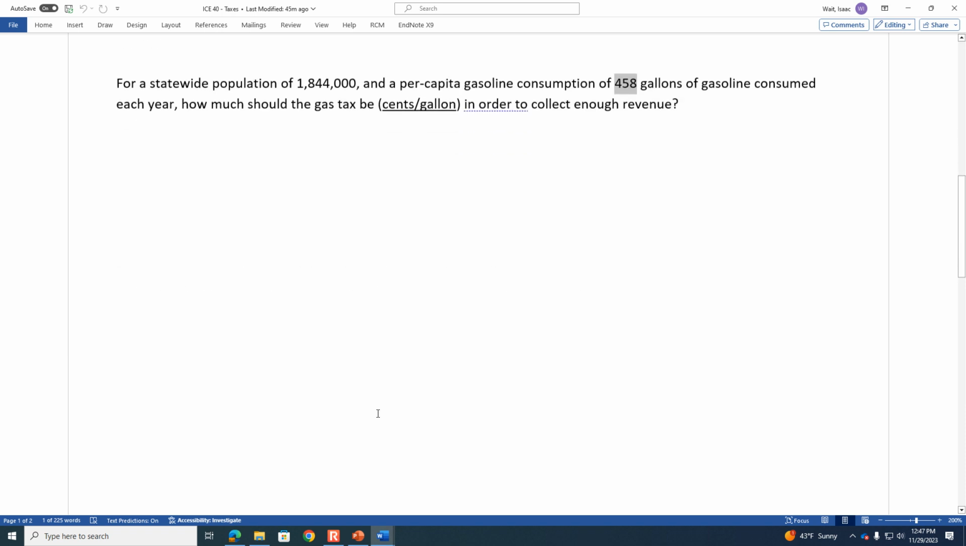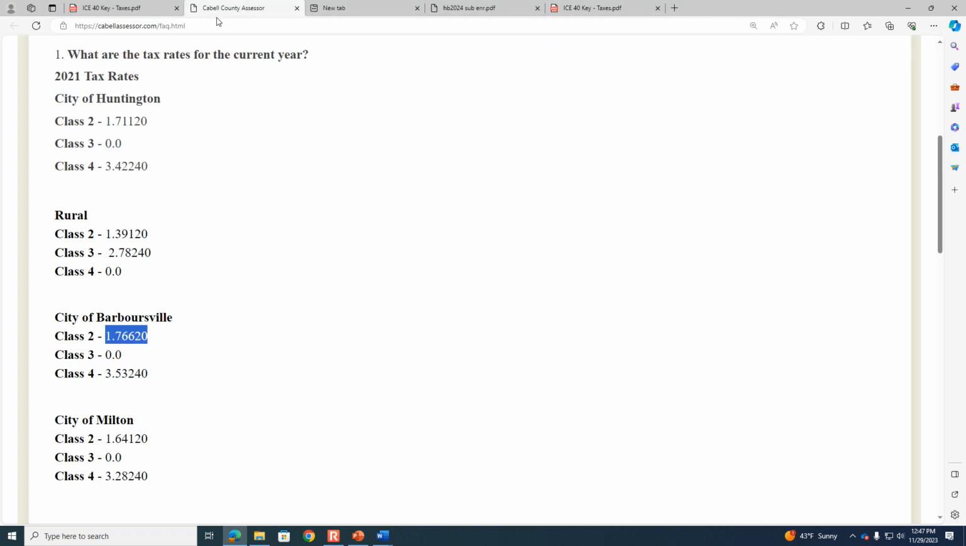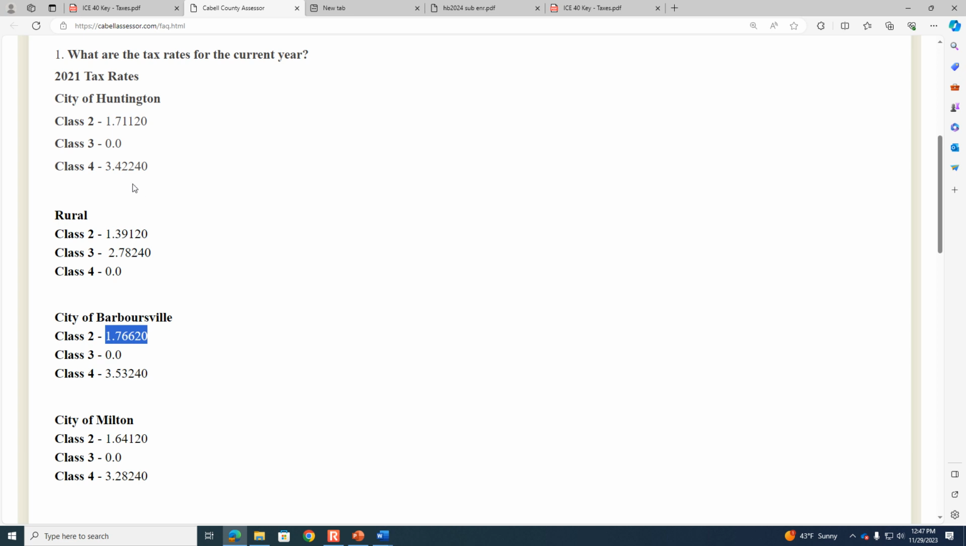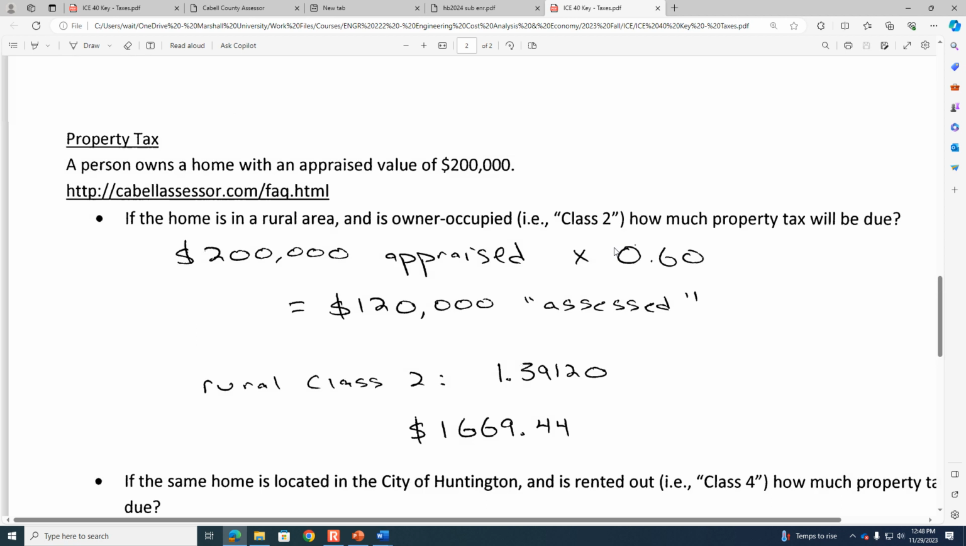Okay, the last part of this is let's look at the Cabell County Assessor. So let's go back to the Cabell County Assessor website. And this question is asking if you had a rural area owner occupied, how much would the property tax be for a $200,000 home? So rural area, owner occupied, the rate is 1.3912.